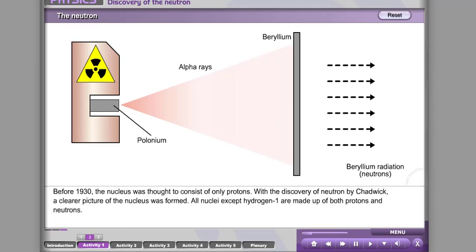Before 1930, the nucleus was thought to consist of only protons. With the discovery of neutron by Chadwick, a clearer picture of the nucleus was formed. All nuclei except hydrogen-1 are made up of both protons and neutrons.